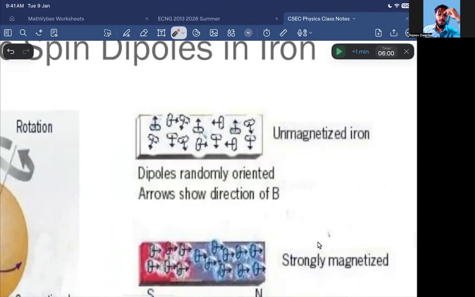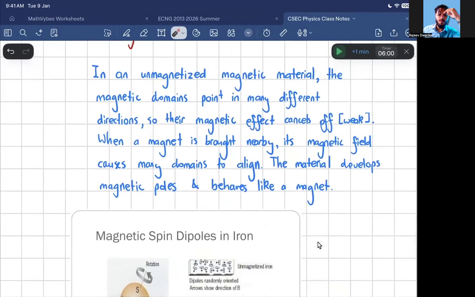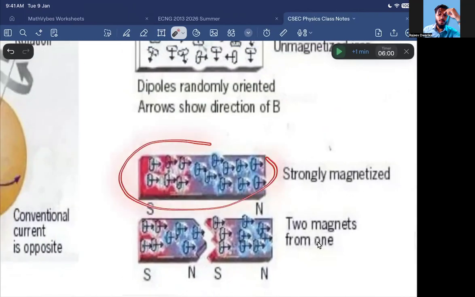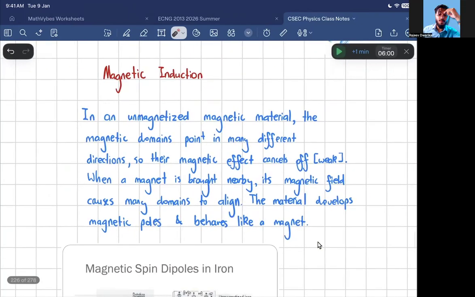In any unmagnetized magnetic material, you'll have a bunch of different magnetic domains in different directions, and that will kind of cancel off the magnetic strength. But if you bring a magnet close, the magnetic field causes them to align. And when it aligns, it develops a pole. So this could be south and this could be north. So that's the whole concept, and that is what magnetic induction actually is.